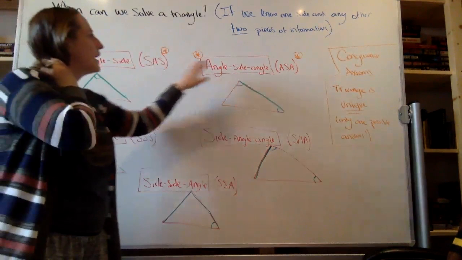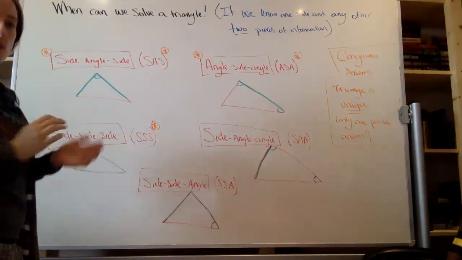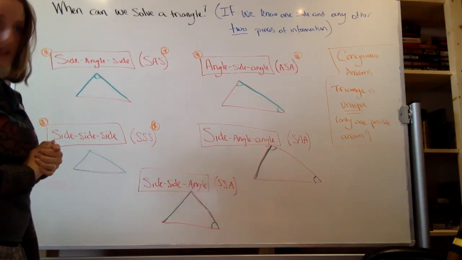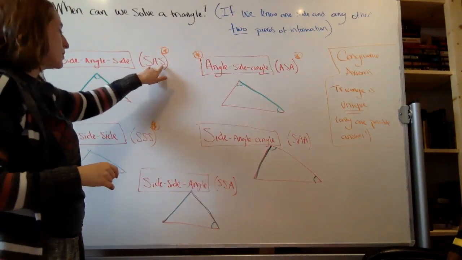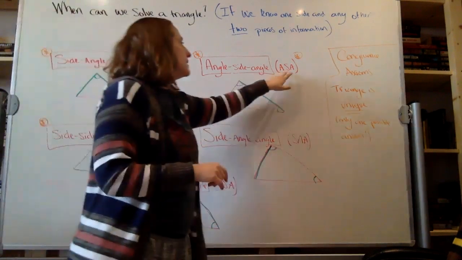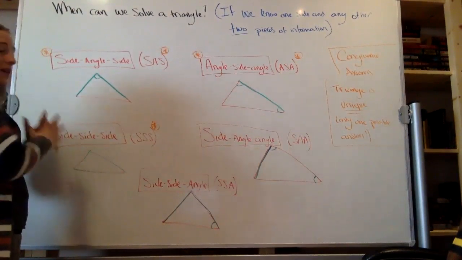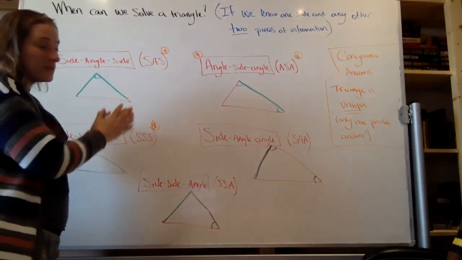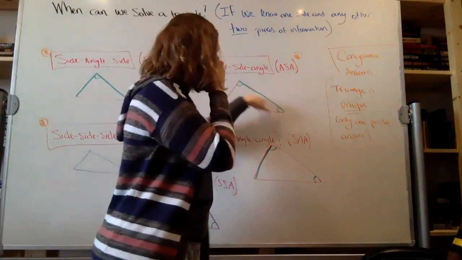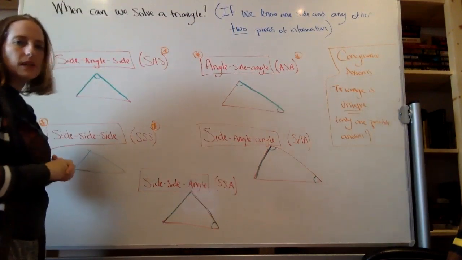Now, our congruence axioms are those that are starred. So side, angle, side, angle, side, angle, side, side, side. What does that mean? This means that one way to check and see if 2 triangles are congruent is to check a side, an angle, a side in that order. So an angle between 2 known sides, a side between 2 known angles, or all 3 sides. If you ever have 2 triangles where side, angle, side are the same in those triangles, or angle, side, angle is the same, or all 3 sides are the same, those triangles have to be congruent.